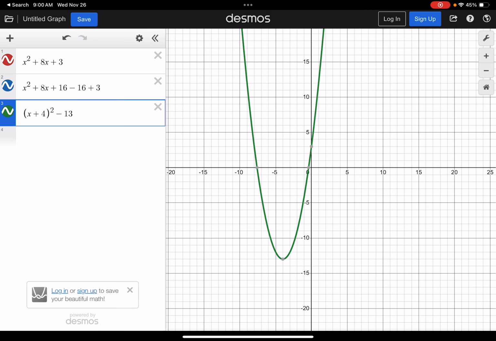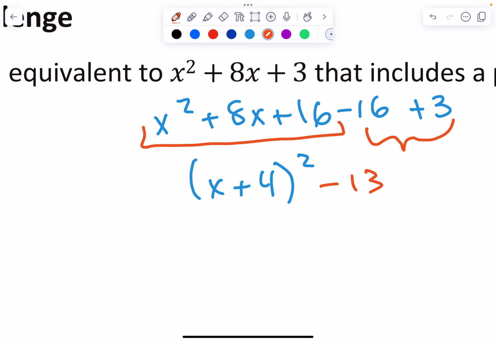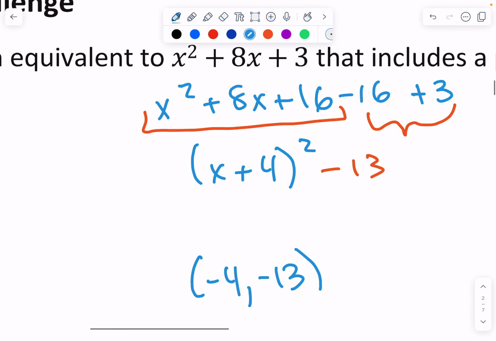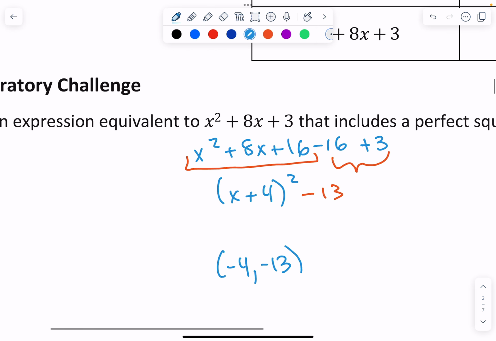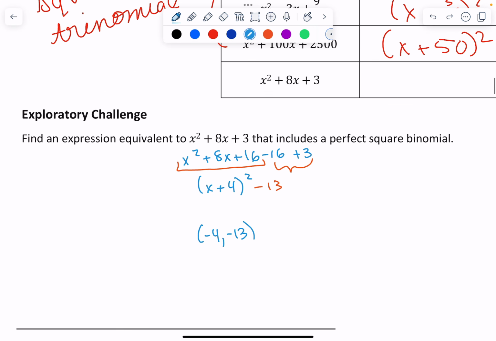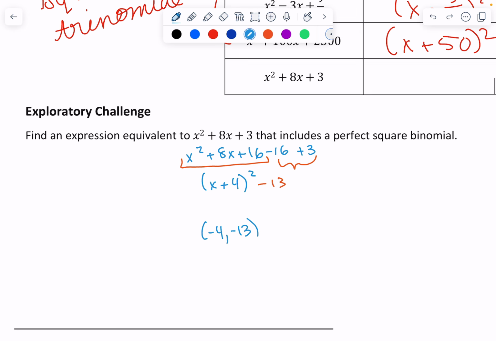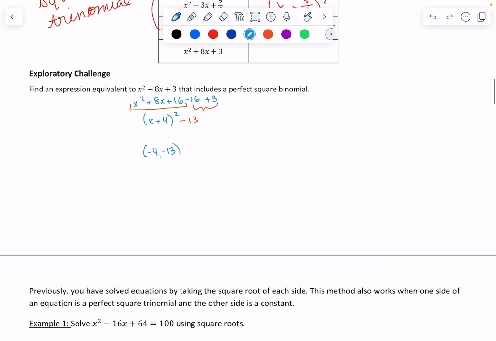Now the perk of completing the square, of getting a perfect square trinomial, is that now this expression is in vertex form. And that means I could easily identify the vertex to be -4 and -13, which I wasn't able to do with such ease with this original expression, okay? So anytime we complete the square, what we want is a perfect square trinomial. And when we do that, when we complete the square, we end up getting a vertex form quadratic, okay? So that's basically what we did last class.